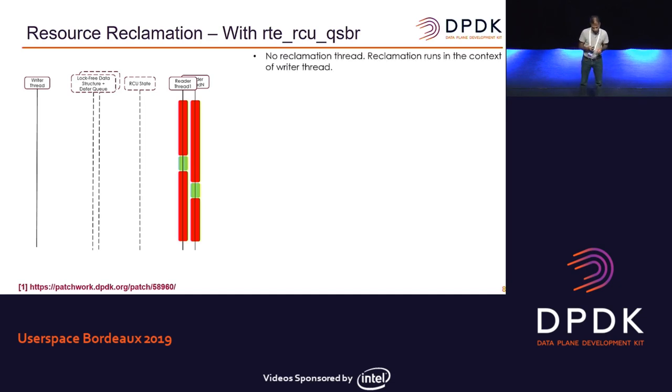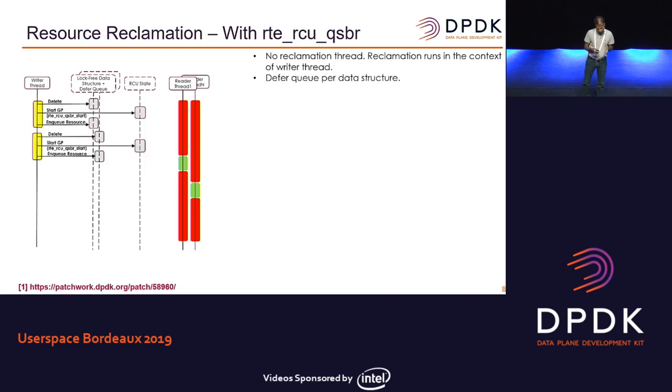So the process for us would look like this: there's no reclamation thread. The reclamation runs in the context of the writer thread itself, so we have to worry about how it affects the writer thread's performance. As I said, we will have a defer queue per data structure. The delete process would look like this: the writer thread issues a delete to the data structure, and it starts the grace period immediately. It does not wait for a later point, or leave it to anyone else.